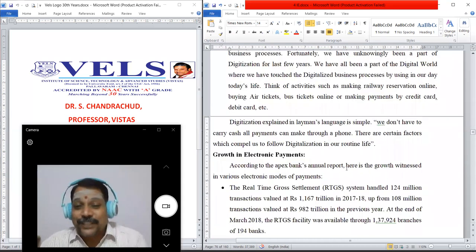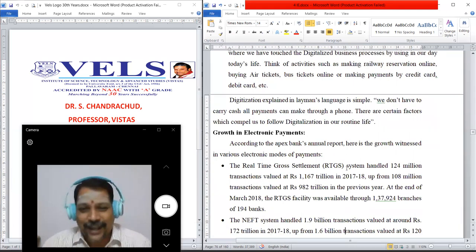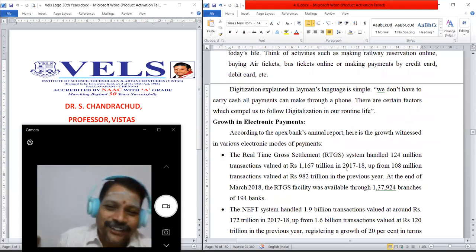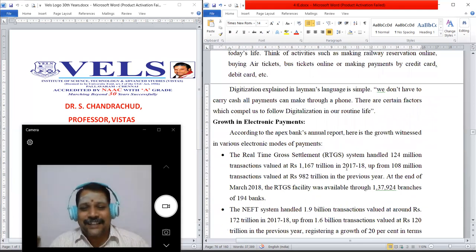So, which is responsible? The electronic field. Most of the payment is made through electronic payments. According to the Apex Bank's Annual Report, that is the RBI report, the real-time gross settlement RTGS system has handled 124 million transactions valued at rupees 1,167 trillion in 2017-18, and about 108 million transactions valued at rupees 982 trillion in the previous year.